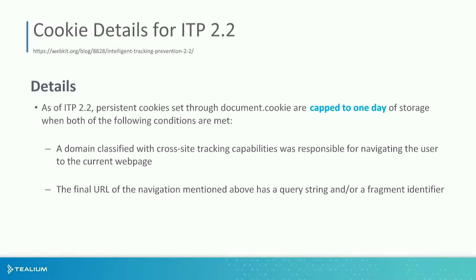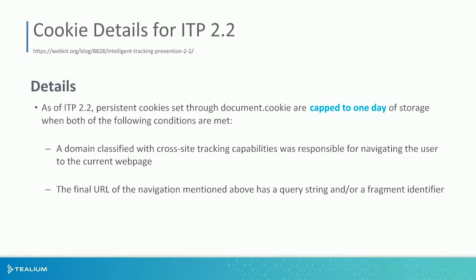If that condition and the second one is met, the final URL of the navigation mentioned above has a query string and/or fragment identifier. So that means when you clicked on that link, there was something in the query string. Typically that thing in the query string is an identifier, the click ID or user ID or ad ID, something that gives you information about what they clicked on and carries it through to the destination page. So if both those conditions are there, they're going to limit that client-side cookie to just 1 day. And that's not just ad vendors' client-side cookies. That's any cookie your web developer might be setting, such as postal codes. They're going to limit it to 1 day when these conditions are met.